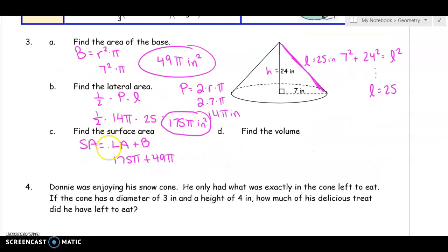Your surface area will be wrong if one of these pieces above it is wrong, so you have to be careful. You get 224 pi square inches.